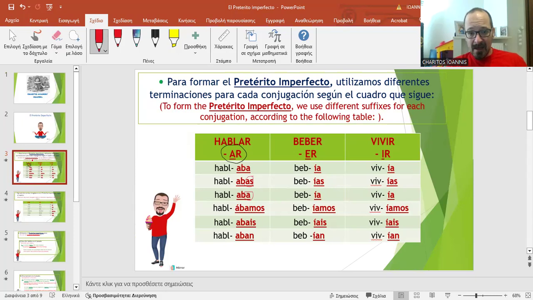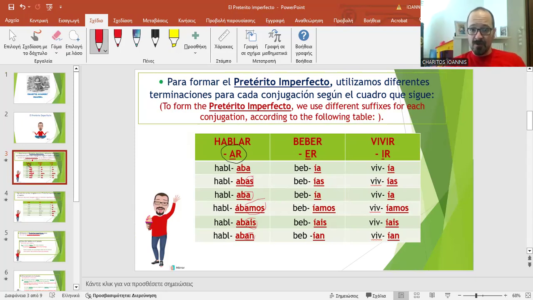ama, amamos, amáis, aman. And what do I see? That I have that b, that extra b behind the suffixes. Okay, I repeat, the only difference is in the first person that I use hablaba instead of o.